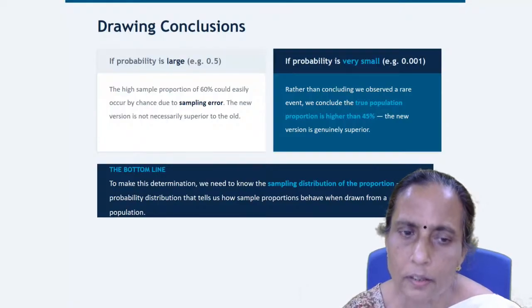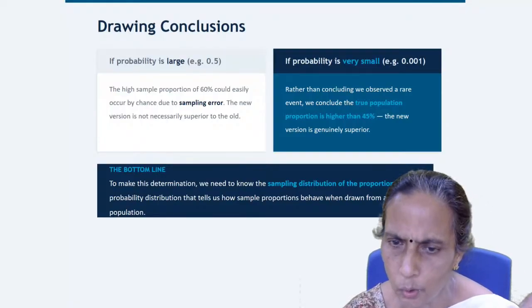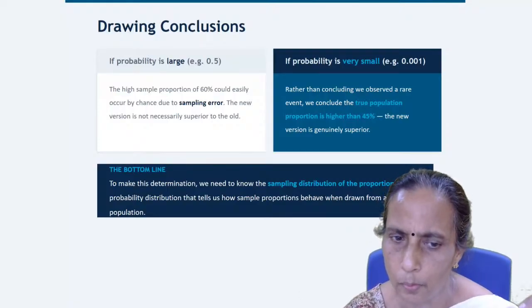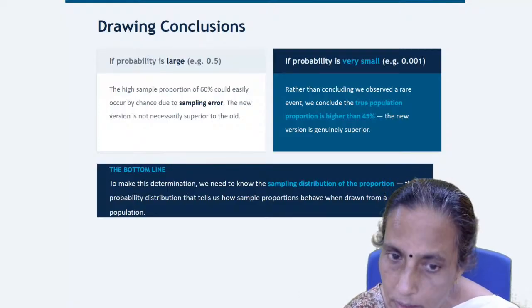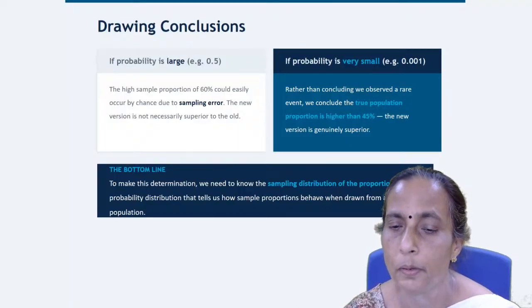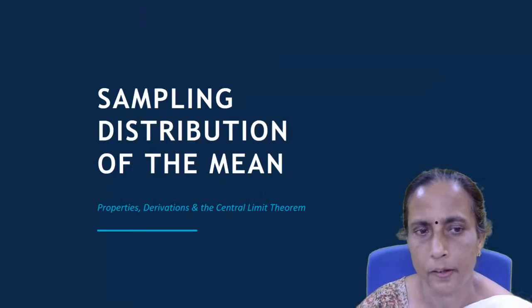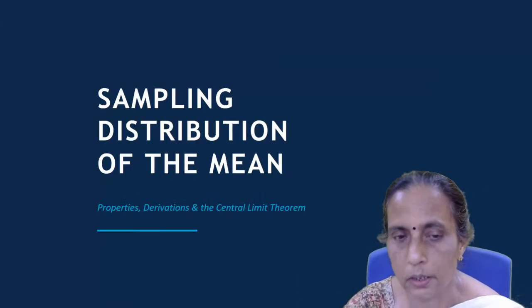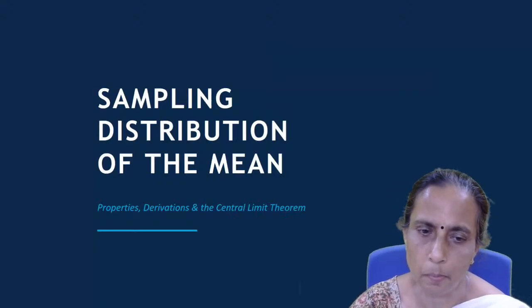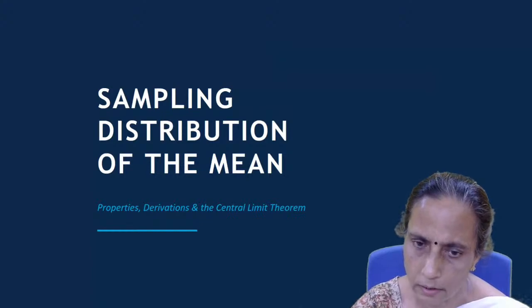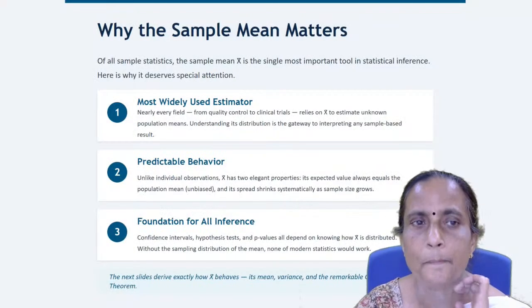To make this determination, we need to know the sampling distribution of the proportion, the probability distribution that tells us how sample proportions behave when drawn from a population. The sampling distribution of the mean, its properties, derivations and the central limit theorem we will be discussing in the next few slides.